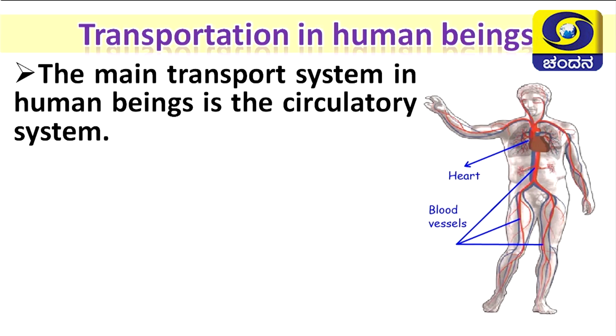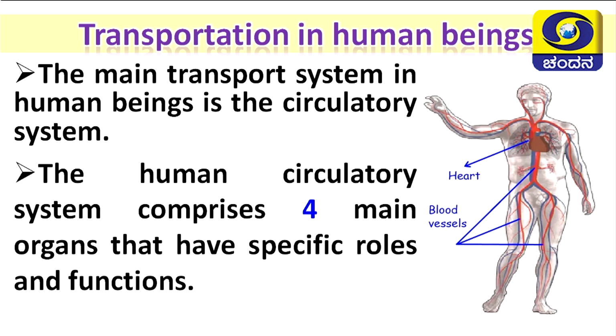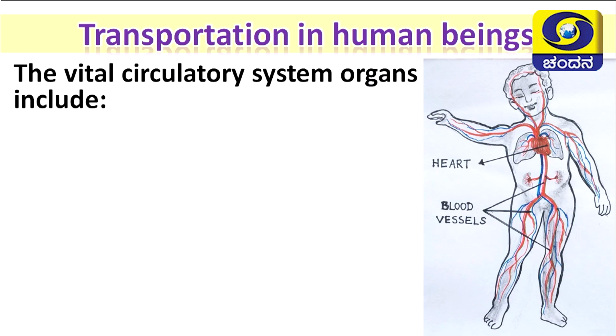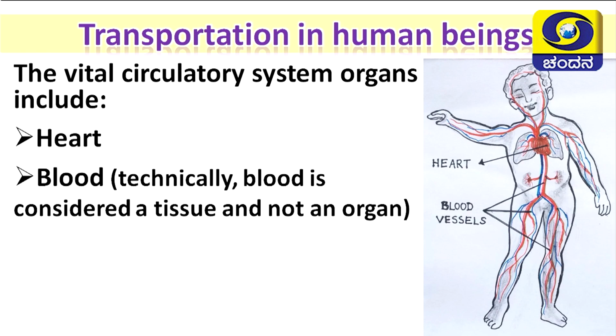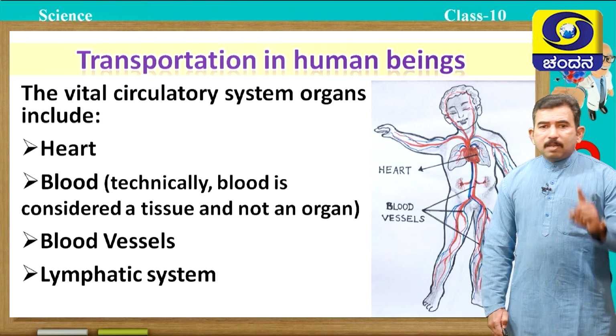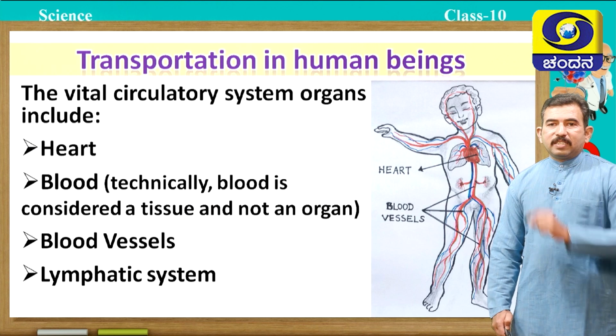The main transport system in human beings is the circulatory system, and this circulatory system comprises four main organs that have specific roles and functions. What are the four main organs present in human beings? Yes, you are right. The vital circulatory system organs include the heart, blood, which is technically a tissue, not an organ, blood vessels, and the lymphatic system. So our circulatory system mainly consists of heart, blood vessels and lymphatic system.